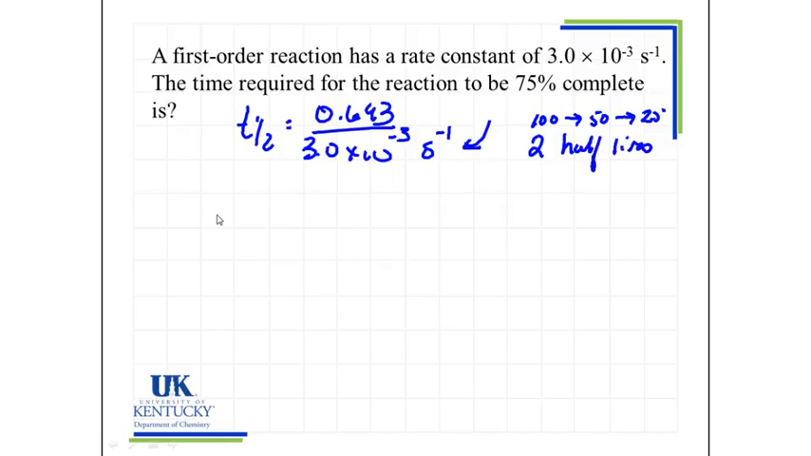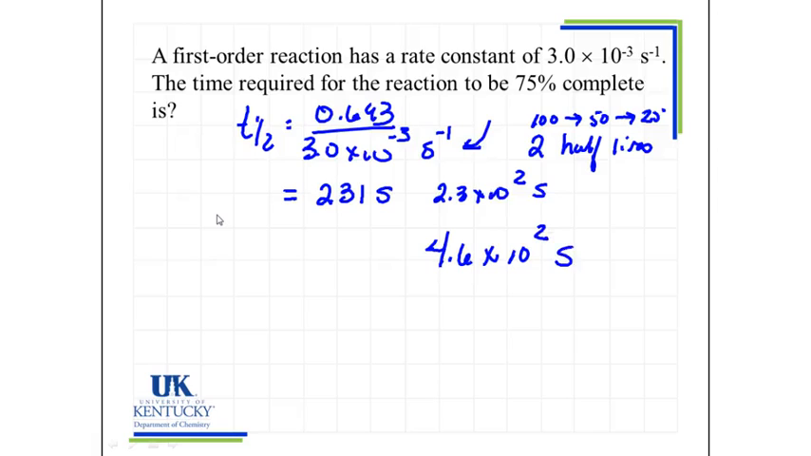Well, if we knew how much time it took to go through 1 half-life, we'd be set. So what is 1 half-life? When we do this calculation, we find that it's 231 seconds. So it will take 231 seconds to go through that half-life. Now we really only know it to 2 significant figures, so we could say it is 2.3 times 10 to the second seconds, and that is 1 half-life. 2 half-lives would be twice that, so it would be 4.6 times 10 to the 2 seconds, or around 460 seconds.